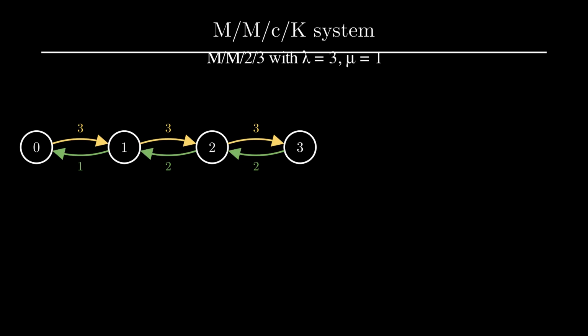But let us compute concretely. With lambda equal to 3 and mu equal to 1, the forward arrows are all 3, and the backward arrows are 1, 2, and 2.